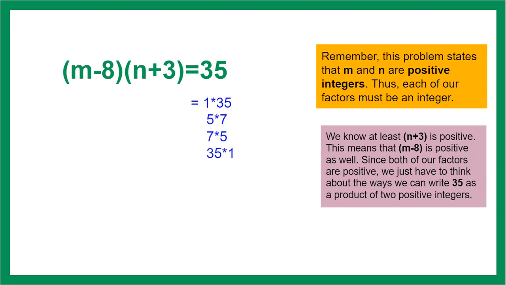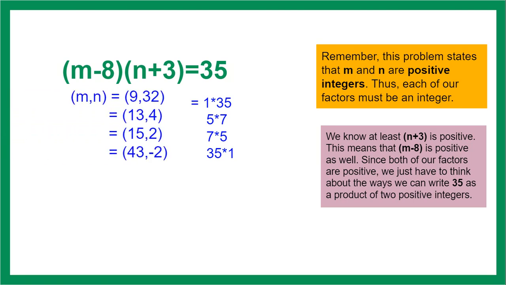So these are the ways you can write 35 as the product of two positive integers. And so m minus 8 equals 1 and n plus 3 equals 35. So then we get m equals 9 and n equals 32, because each of the ways we've written this out is the way we can get a product of two integers, and each of our products is m minus 8 and n plus 3. So then we can do the same for 5 and 7.